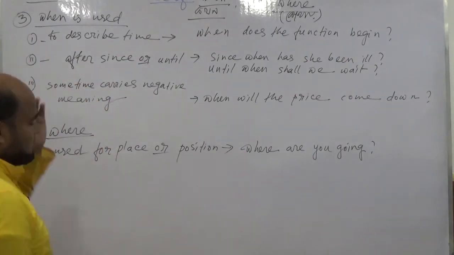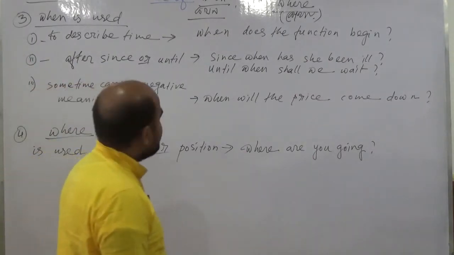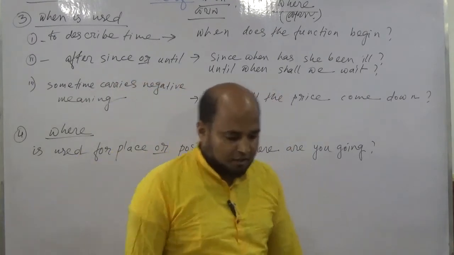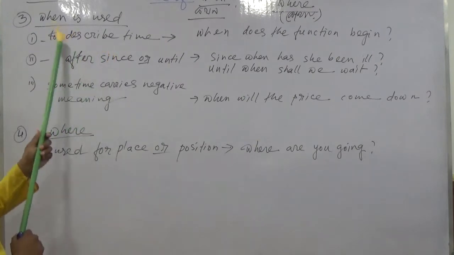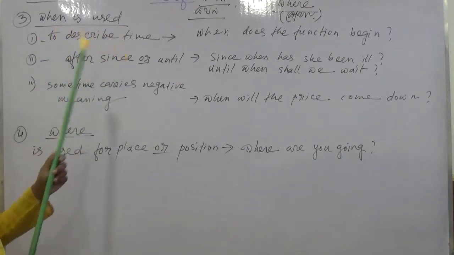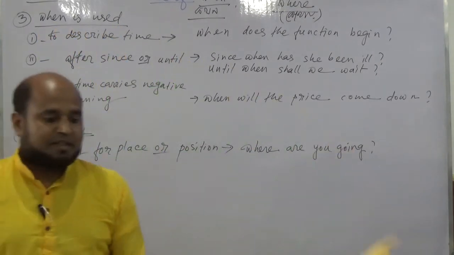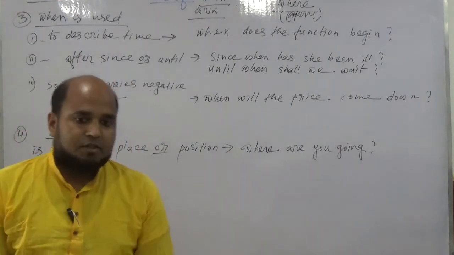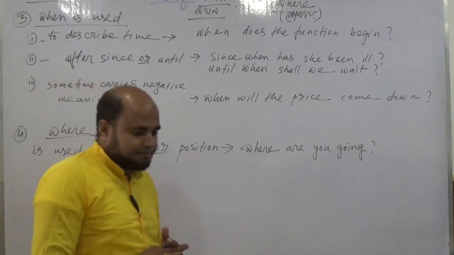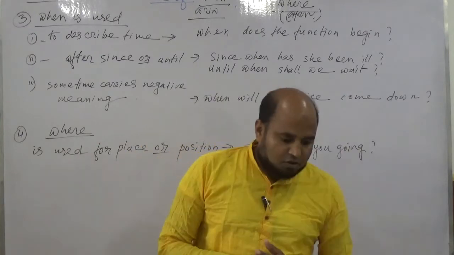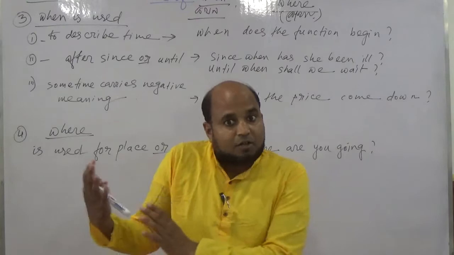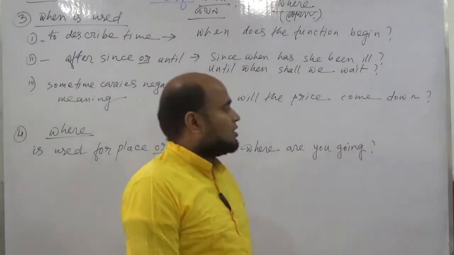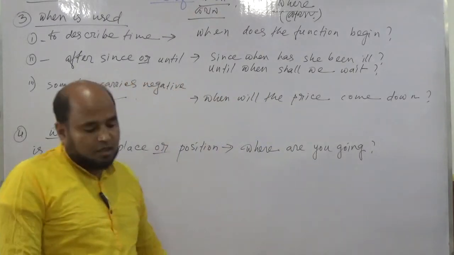Here, when is mainly used in three places. First one, look at the sentence. To describe the time. When is used to describe the time of the action. কাজের সময়ের বর্ণনা করার জন্য বা ঘটনা কোন সময়ে ঘটেছে সেই টাইমটা বর্ণনা করার জন্য মেইনলি we can use when.